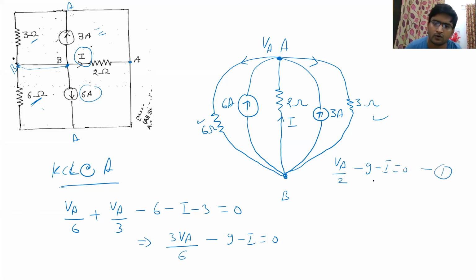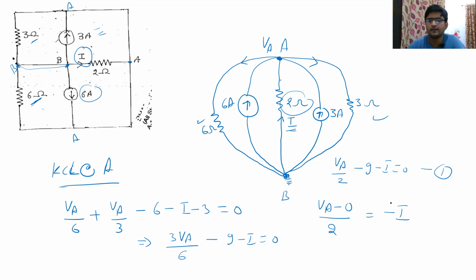But since we have got only one equation, and we have two variables, I and VA, we must find another relationship. This relationship can be found from this branch. You can say that this voltage VA minus 0, this ground voltage, I'm taking as our reference point, divided by this 2 ohm should be equal to minus I.